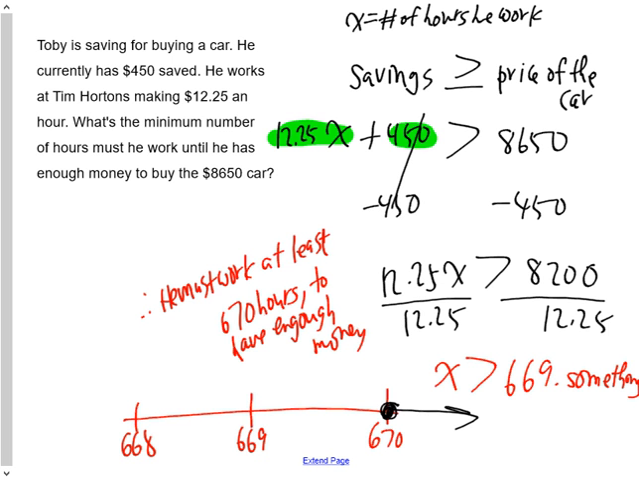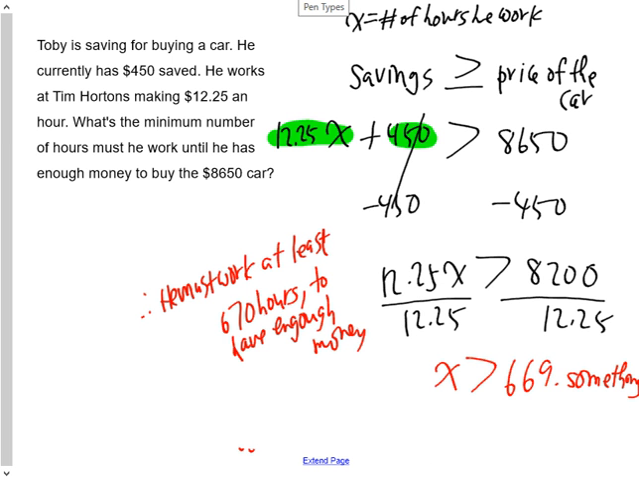No, you don't need that part. But you have to be able to interpret it as the number of hours he has to work has to be greater than 669 point something. And since there is no point something, the next hour he must work is 670. Okay.